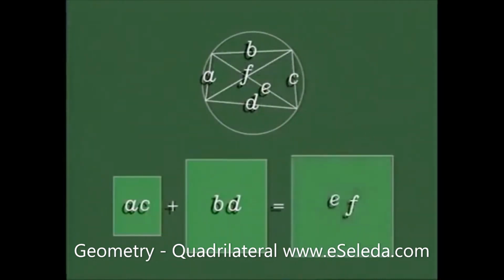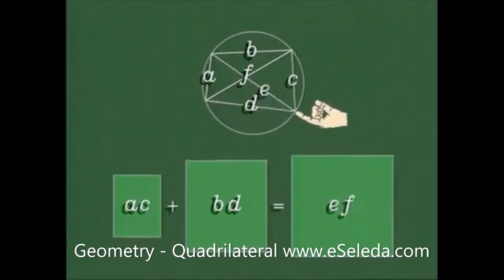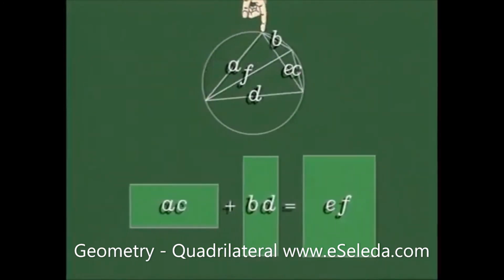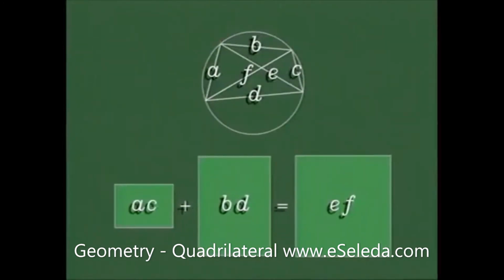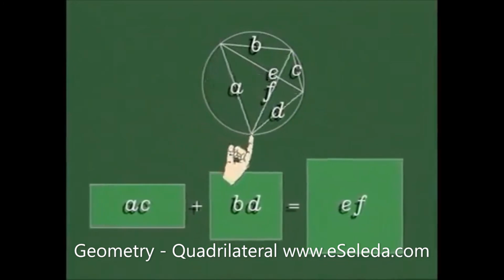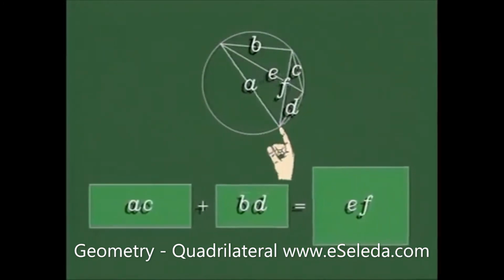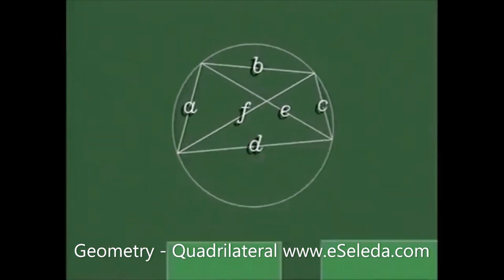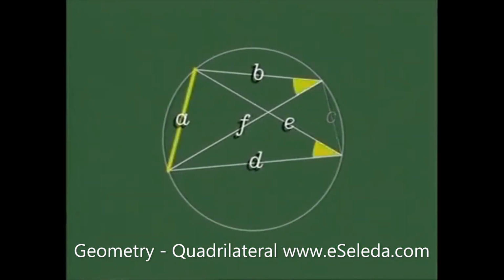This equation is called Ptolemy's theorem, and it can be interpreted geometrically in terms of areas of rectangles. The equation is true no matter where the vertices lie on the circle. Now let's see why Ptolemy's theorem is true.